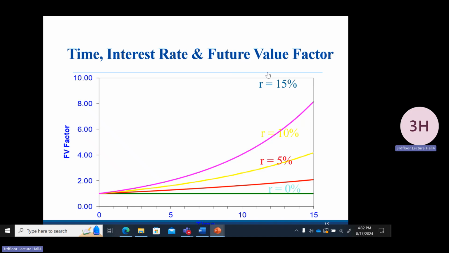Am I fast? Anyone there? Feel like I'm going fast.